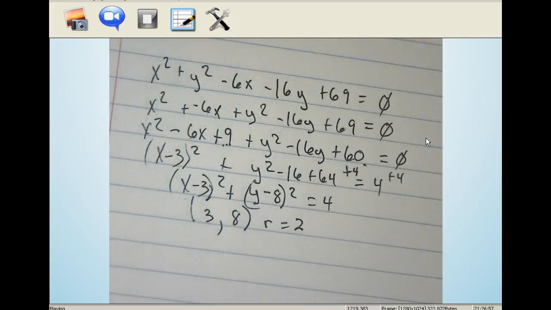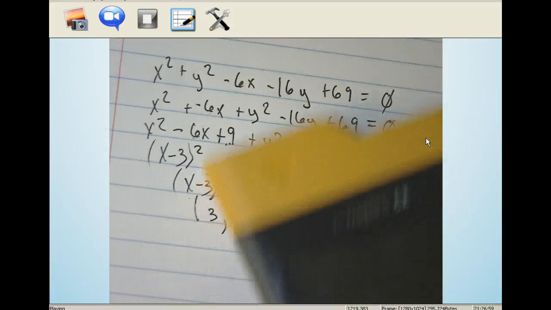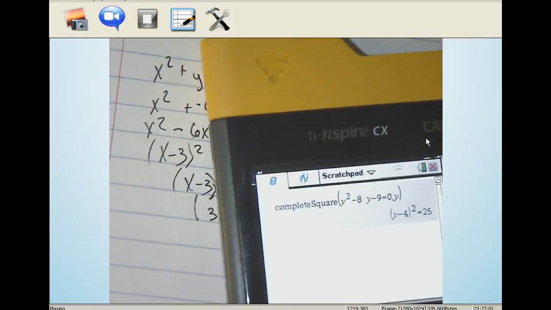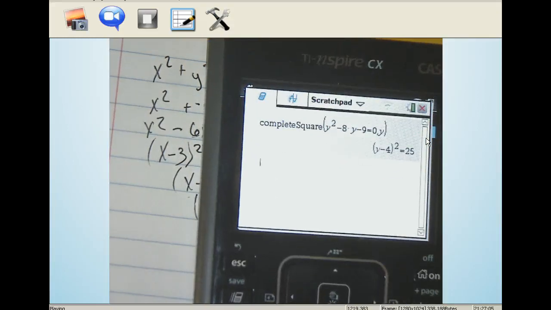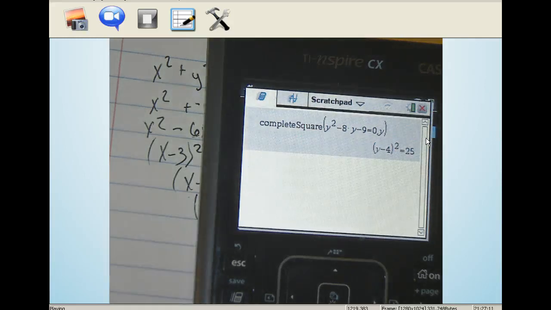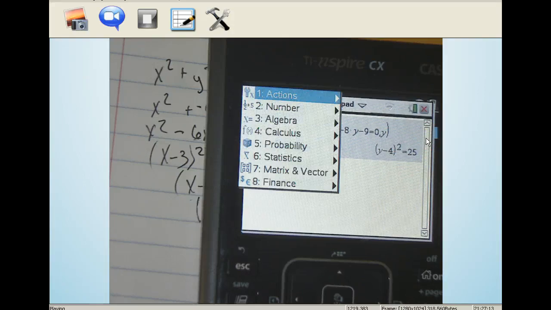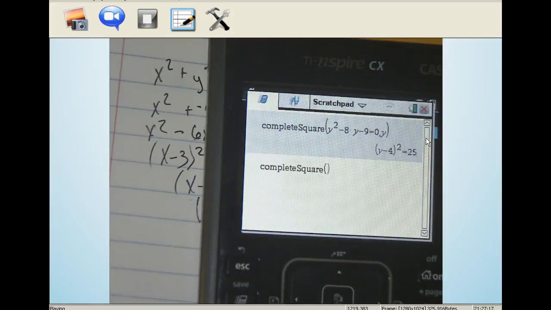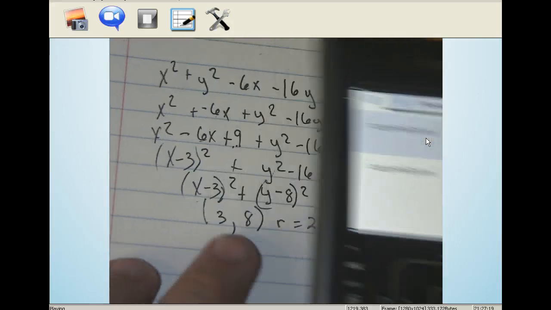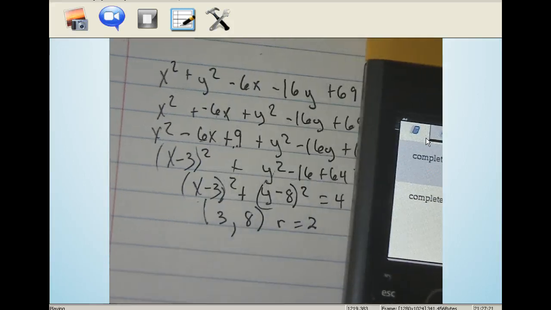You say, gosh, I don't know. I don't understand. So let's see if we can complete the square. And I'll be honest with you, I really don't know exactly how this is done on this calculator, so I'm hoping that I can figure this out. Okay? Again, menu, algebra, complete the square. So now we're going to put this whole equation in here.